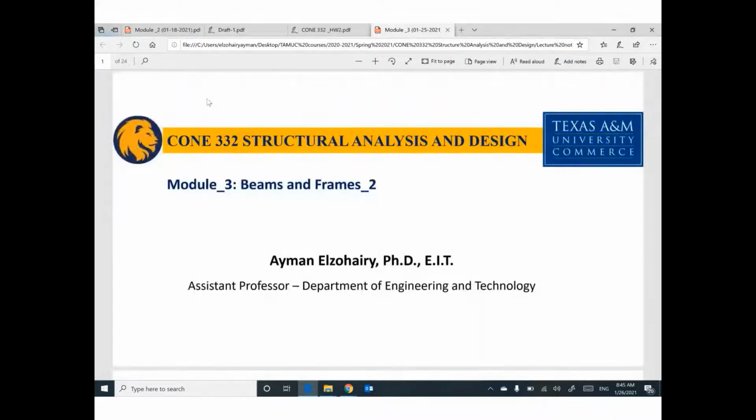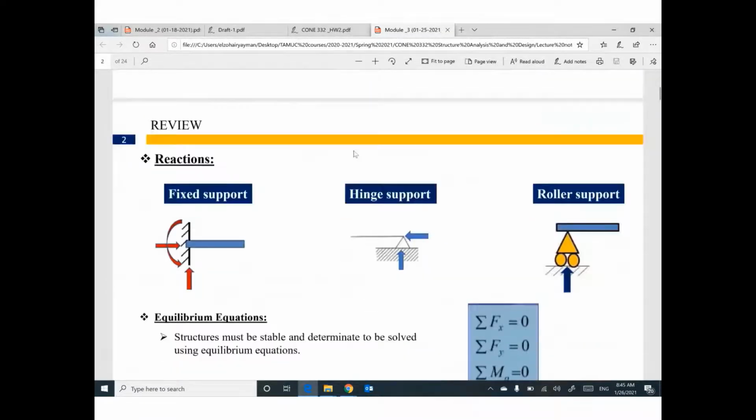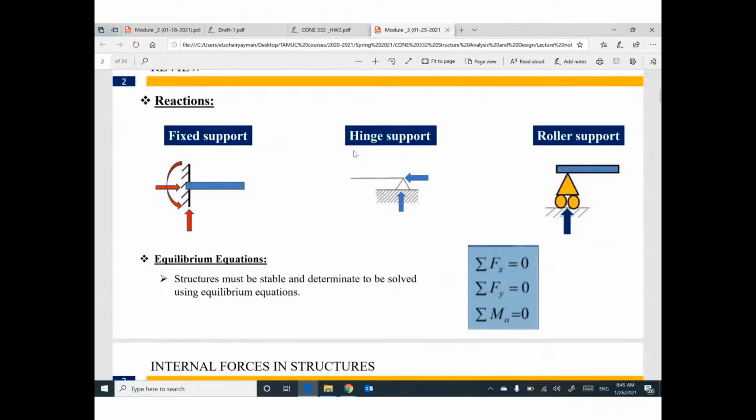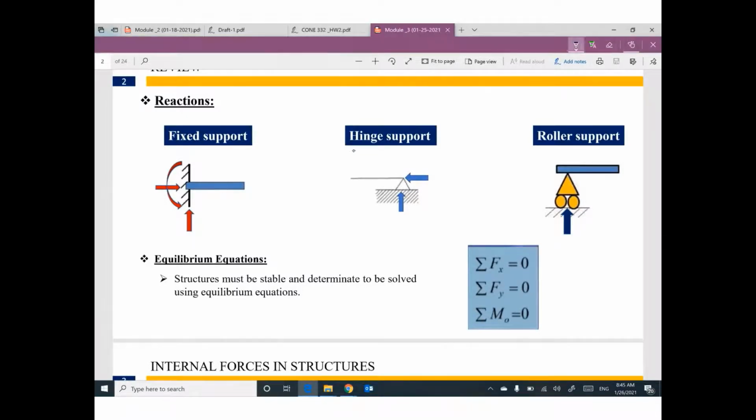The new topic. It's not a new topic. We continue to analyze beams and frames. Just a review. We have three types of support. The first one is called fixed. We have three reactions: vertical reaction as a force, horizontal reaction as a force, and moment.